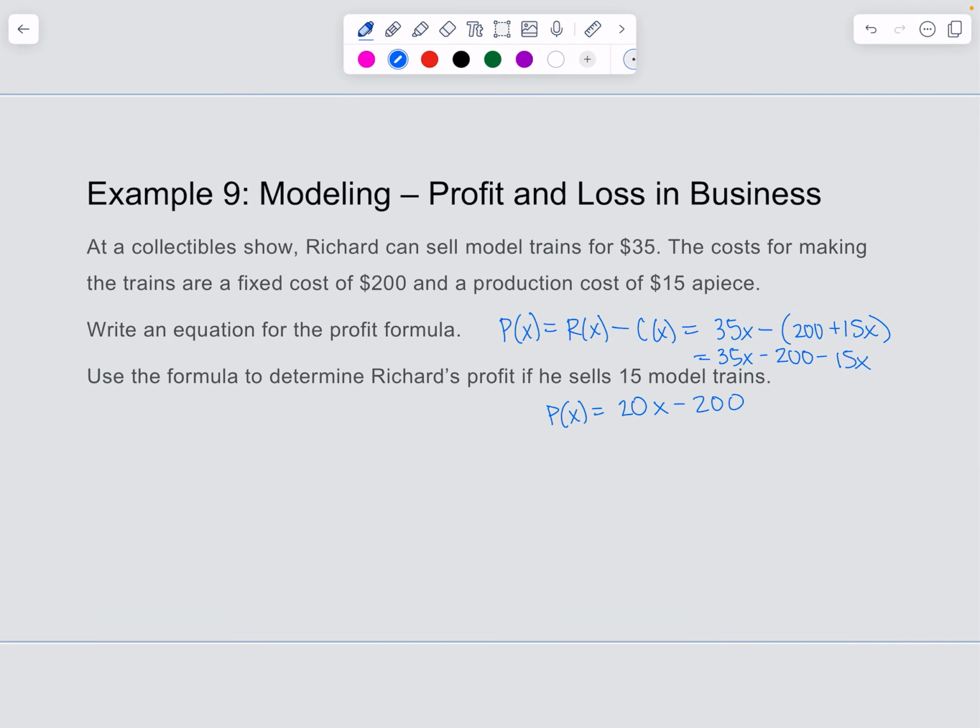Use it to determine his profit if he sells 15. Now we're going to just plug in 15. He made 15 trains. 20 times 15 minus 200. Okay, so we've got 300 minus 200, 100. He made $100.